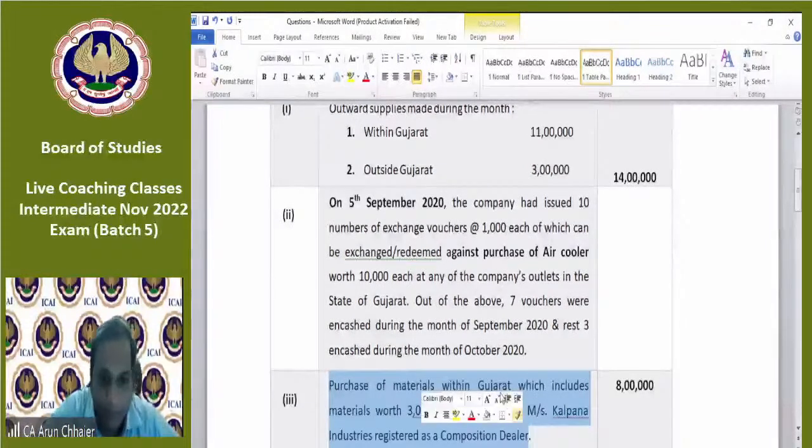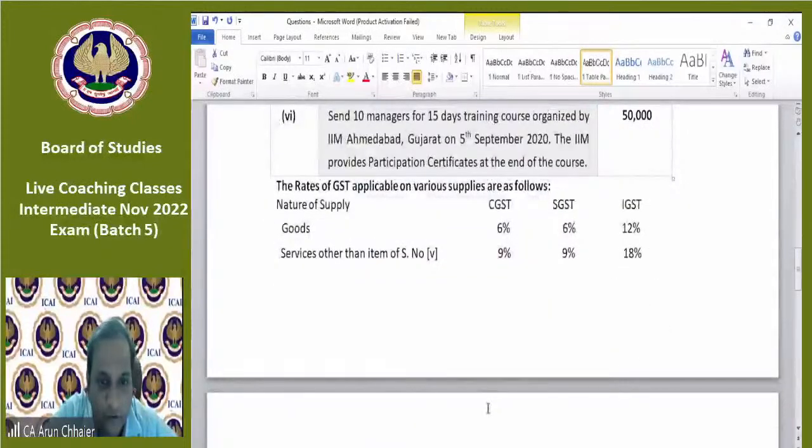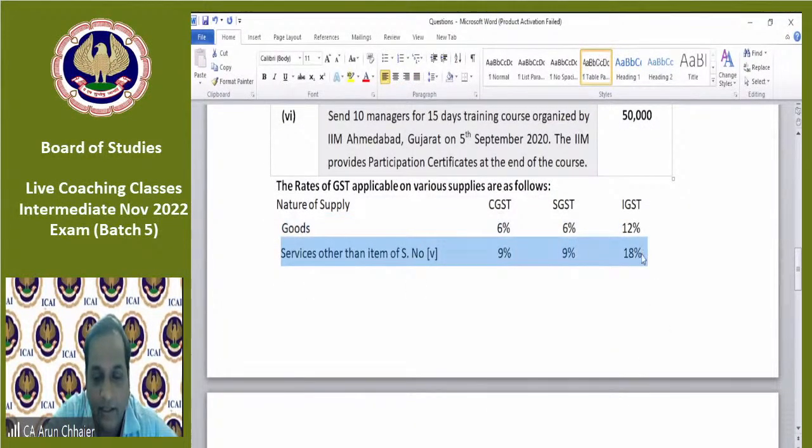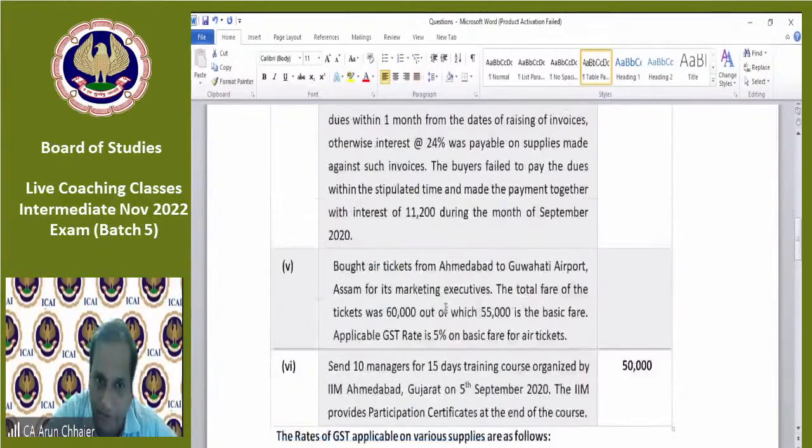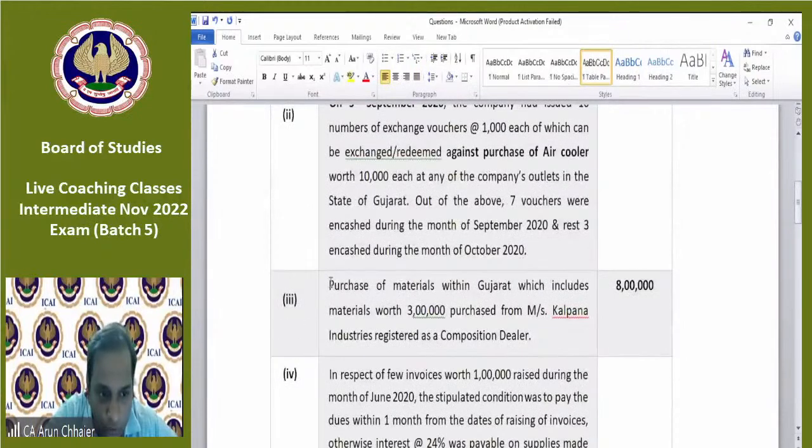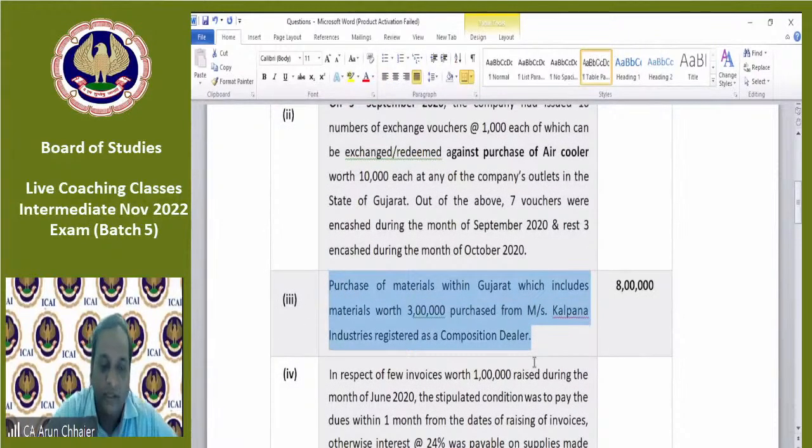Time of supply is 5th September. Again, let me tell you what is the rate on the goods. It is 12%. Services, it is 18% other than serial number 5. So the rate of the taxes is 12% on goods. Now you need to calculate the amount.